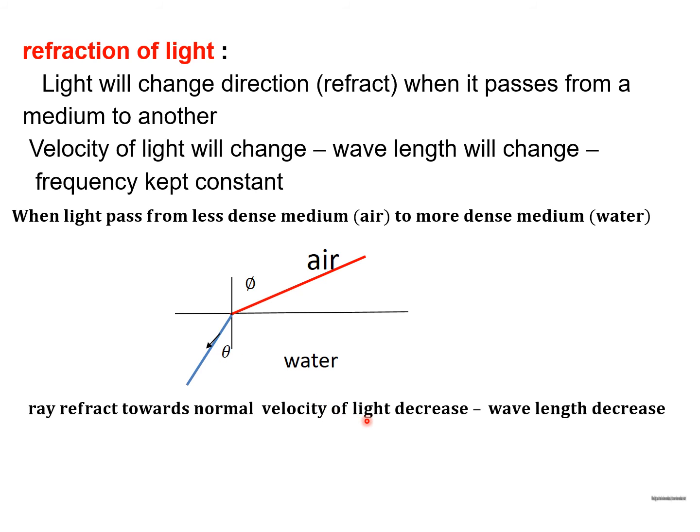Velocity of light decrease. ليه velocity of light decrease؟ لأن velocity of light in air is maximum, which is 3 times 10 to the power 8, while velocity of light in water is less than that. يبقى velocity of light decrease. بدل velocity decrease يبقى wavelength decrease.